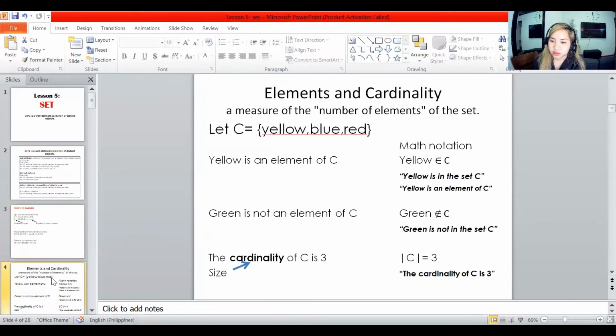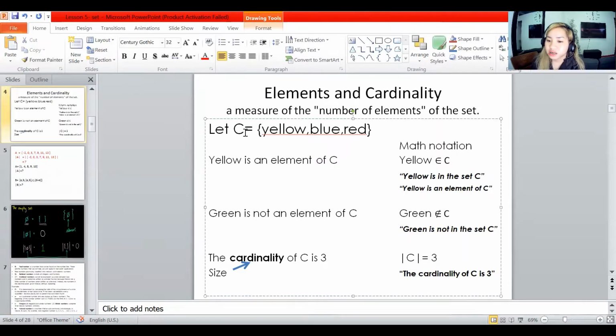For the elements and cardinality, a measure of the number of elements of the set. So, yung cardinality natin is yung measurement po ng number of elements inside the set. So, let's see. Meron tayong example. Set C is equal to yellow, blue, and red. So, ito po yung mga elements natin, yellow, blue, red.